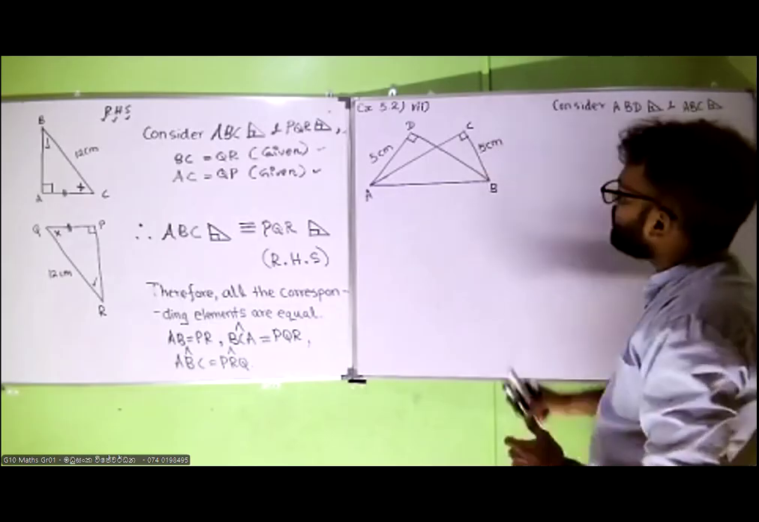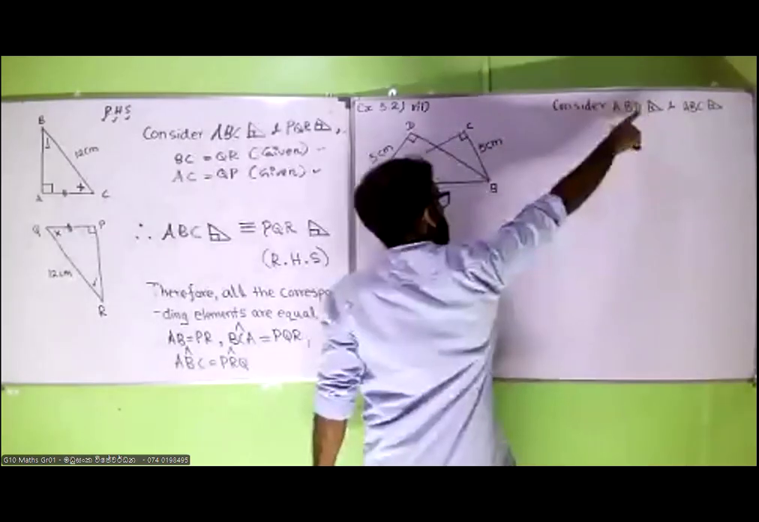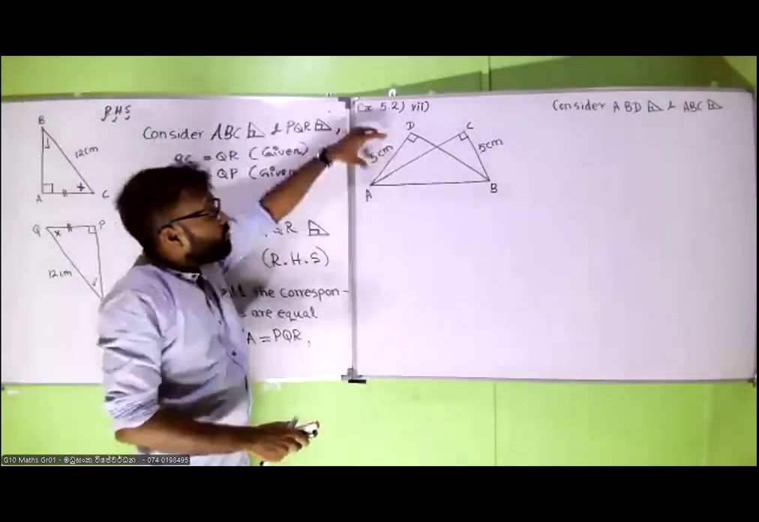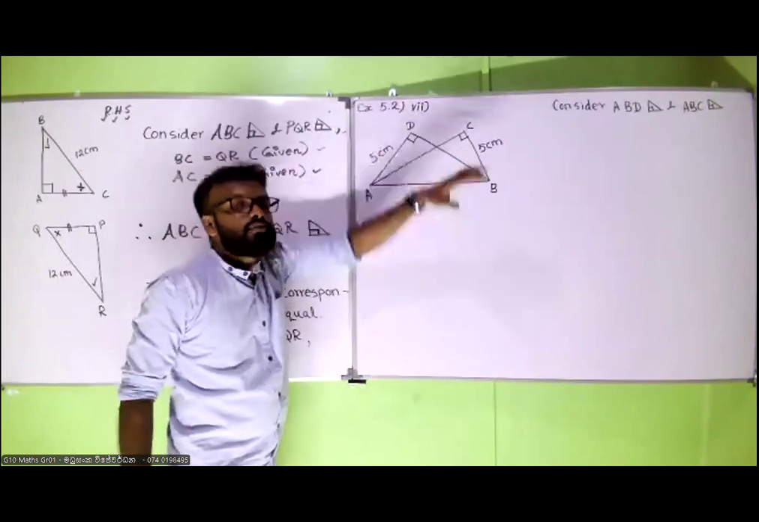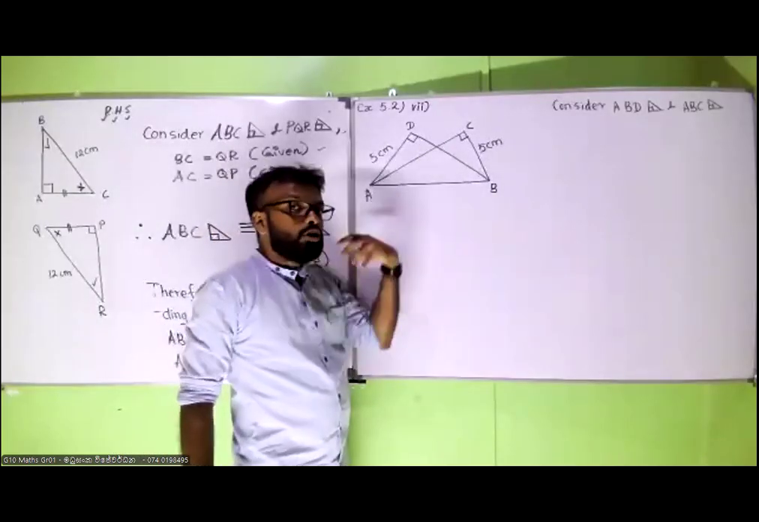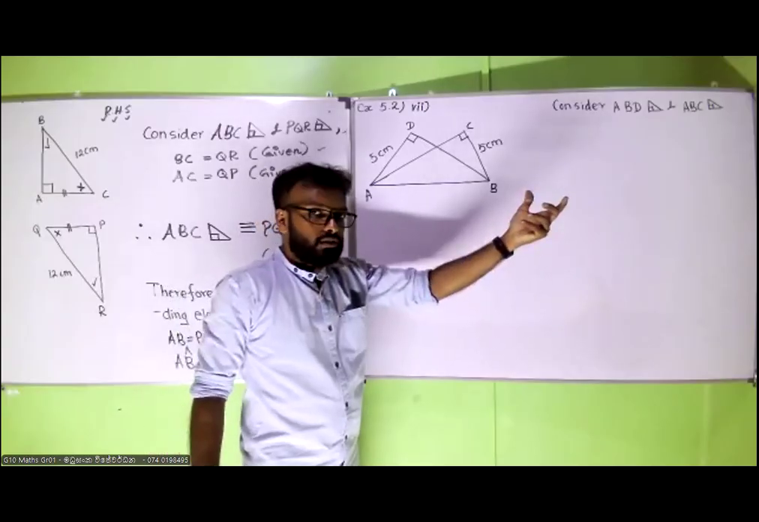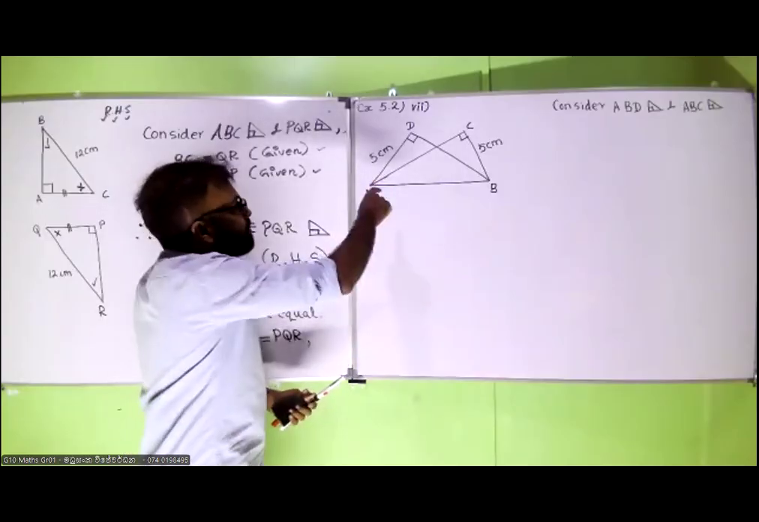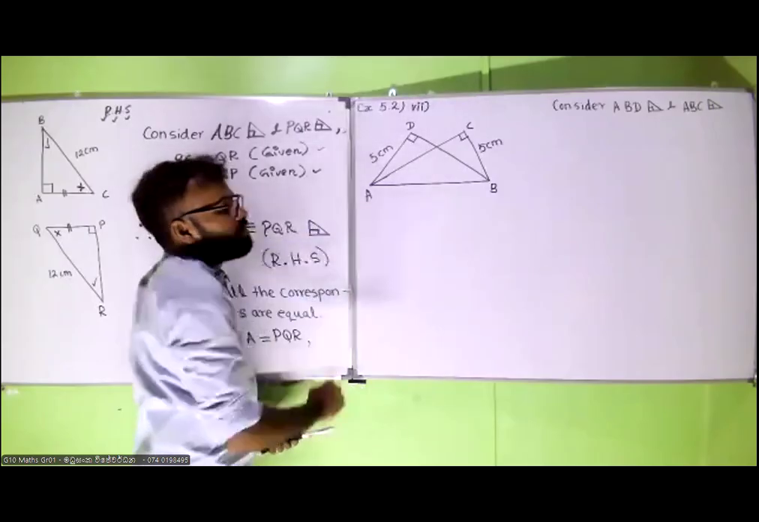What do we have here? First of all, you need to write: consider right angle triangle ABD and right angle triangle ABC, because you already know these angles. So these triangles are right angle triangles. Now we are going to check whether they are congruent or not.